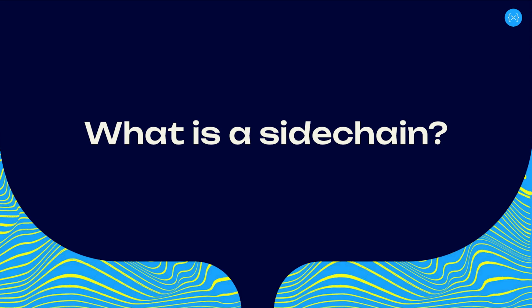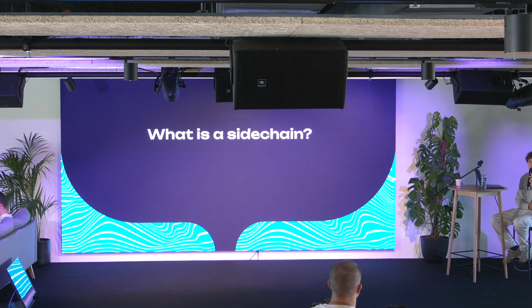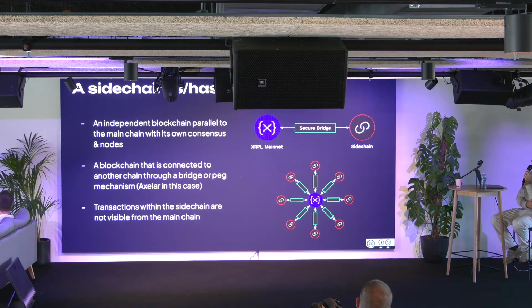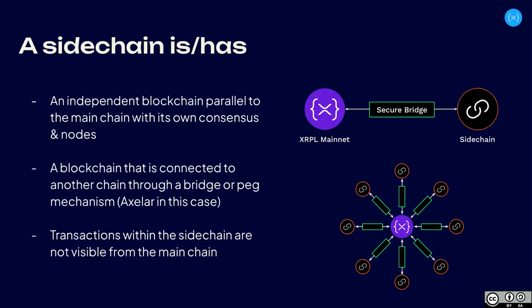We will first define what a sidechain is. Who in the room knows, kind of, what a sidechain is? What is a layer 2? Okay, so a sidechain is an independent blockchain. You can see it as another chain that runs and lives outside of the XRPL, and this chain has its own consensus and its own nodes, right? So it's kind of like another blockchain that lives on its own.